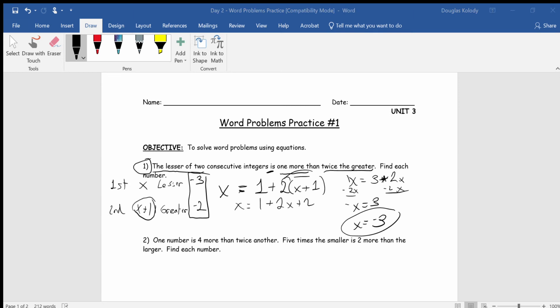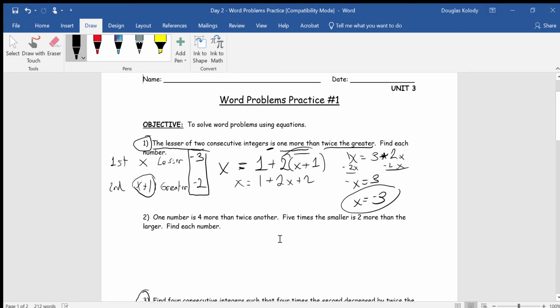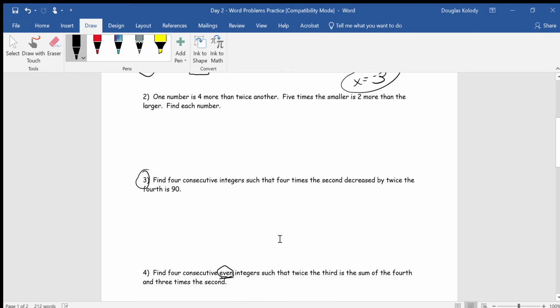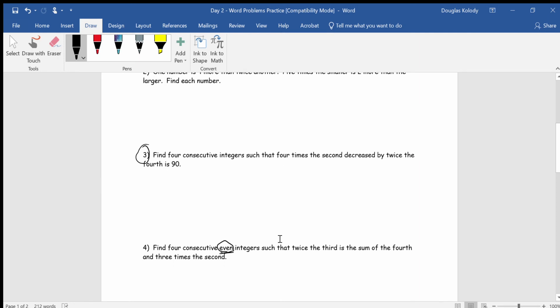Excellent. Let's move along now. Number 2. Actually, we're going to skip number 2. That's just like number 1. You're going to work on that by yourself. Number 3 I'll do with you.